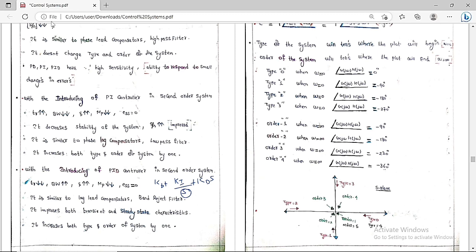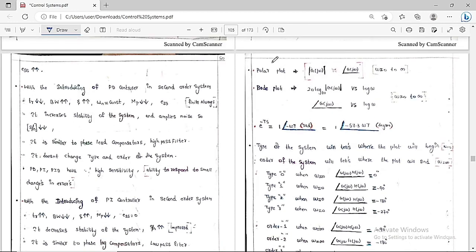So we can say it is similar to a lag-lead compensator. We also call it a band reject filter. It is going to improve both the transient state characteristics as well as the steady state characteristics, and it is going to increase both the type as well as the order of the control system by 1 unit. This one I have already told you so many times. This data you always have to remember for the PD controller, PI controller as well as the PID controller. Therefore, you will definitely see at least one question from this concept. So the next point is the polar plot.